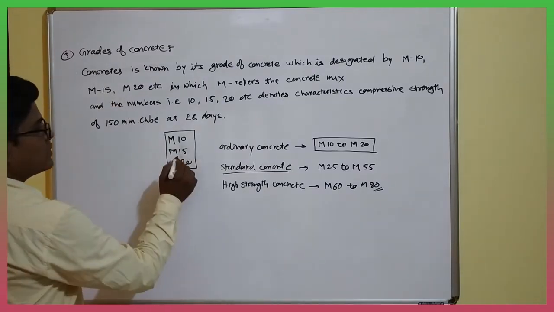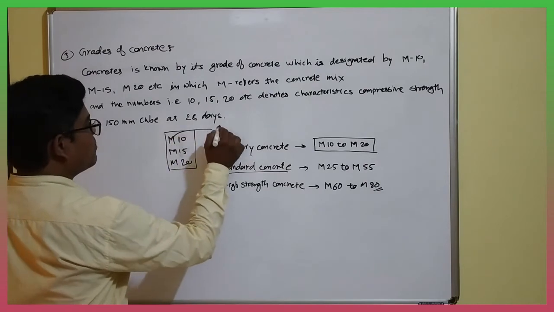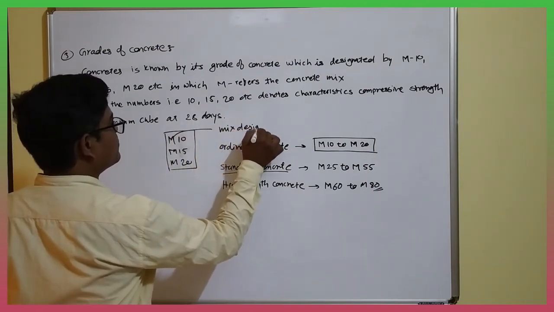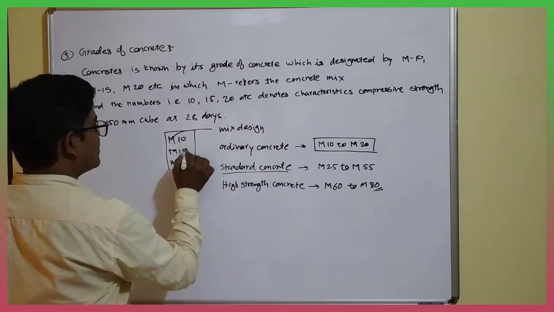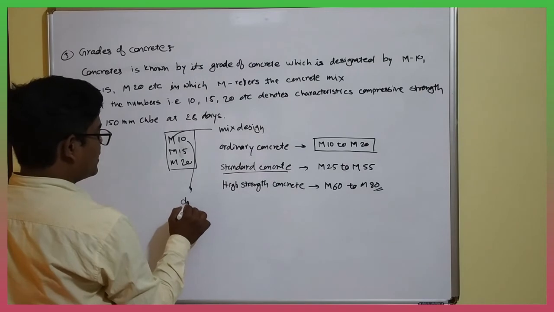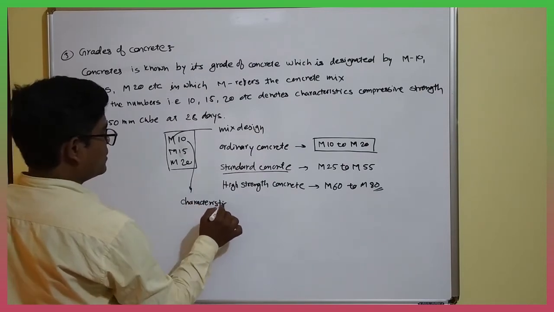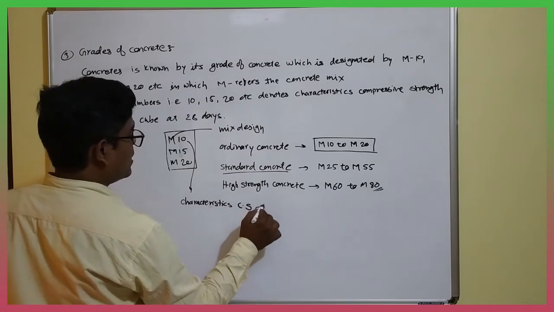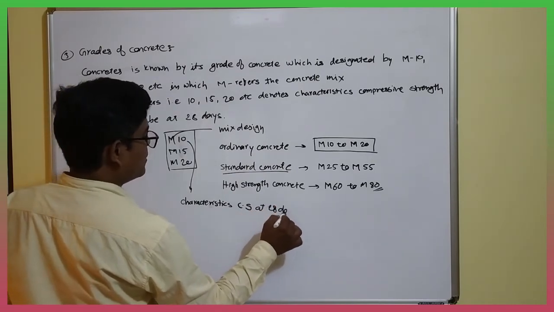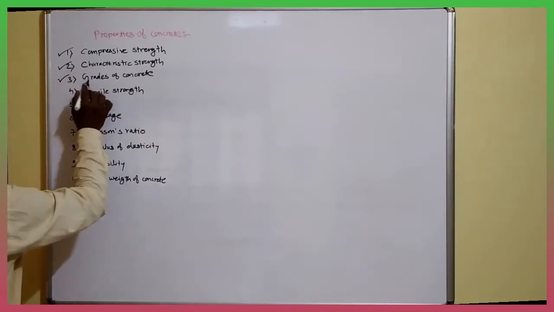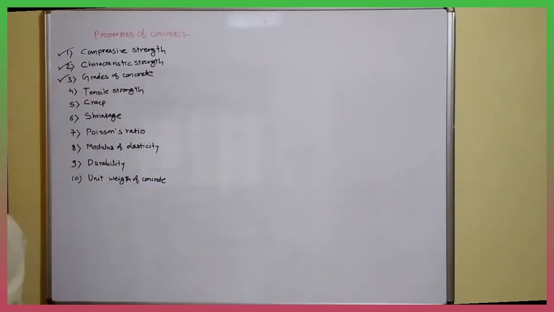So see, this M denotes the mix design, and this number 10 shows the characteristic compressive strength at 28 days. So this is about the third property, grades of concrete.